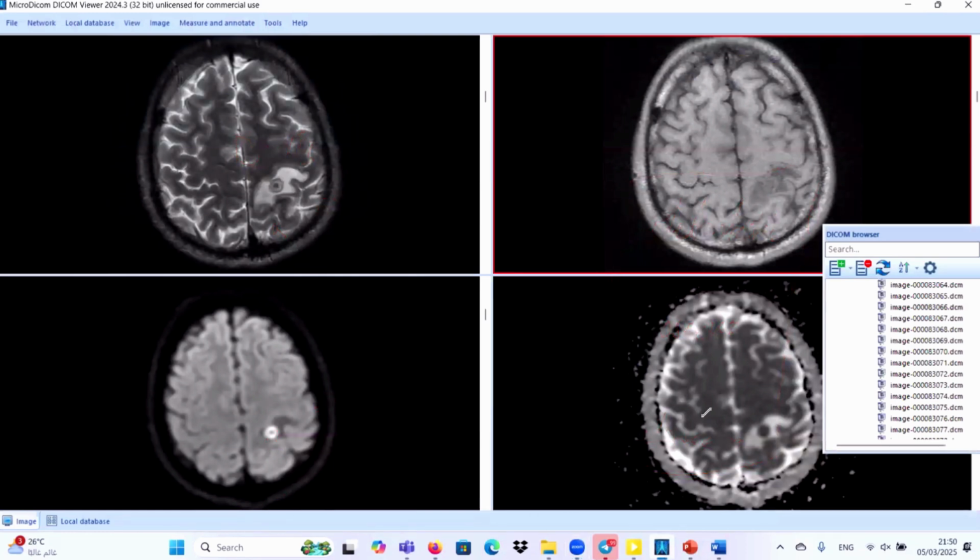So again, let's move and see our case. We see this is vasogenic brain edema, bright signal in T2 and low signal in T1. At the same time, it is dark signal in the diffusion and bright signal in the ADC map, so it shows facilitated diffusion, no diffusion restriction, and this is typical for vasogenic brain edema.